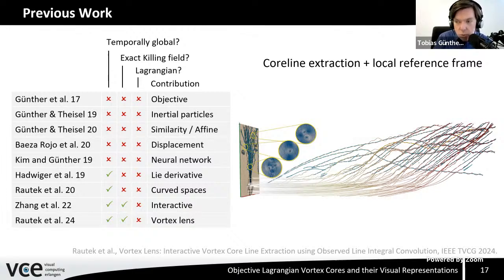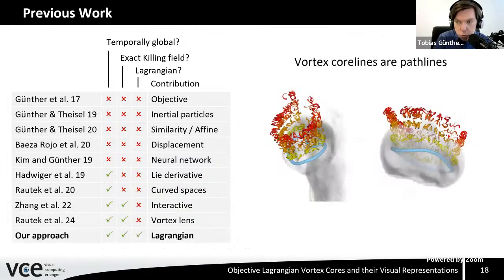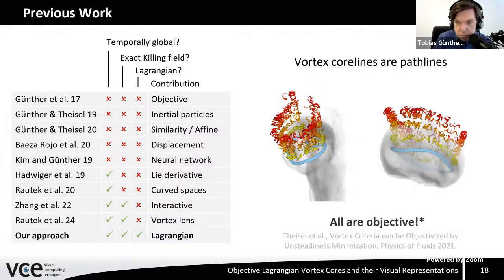But this is only a soft constraint, and there's therefore no guarantee that this constraint is met. Now, in contrast, in this paper, we present the first approach in which the vortex core lines are guaranteed to be path lines of the flow. And by the way, all these methods here are objective, except for one. Which one is it? It's the neural network, of course, right? Because for neural networks, no promises can be made.